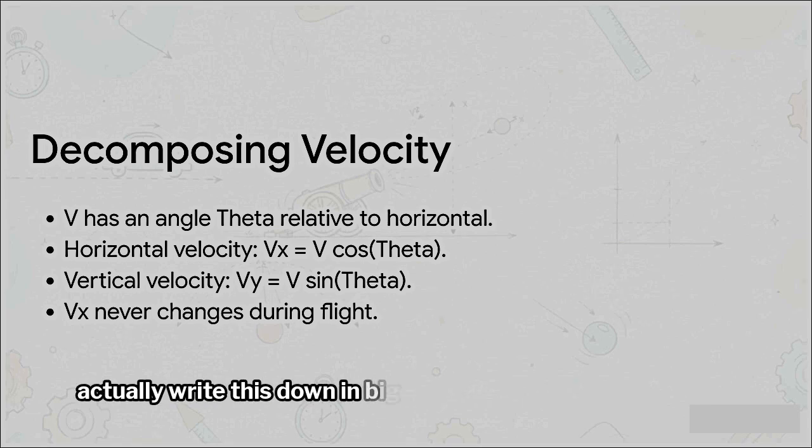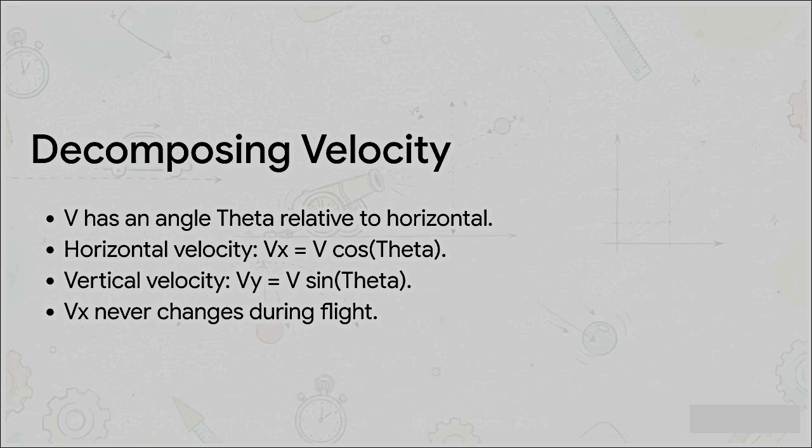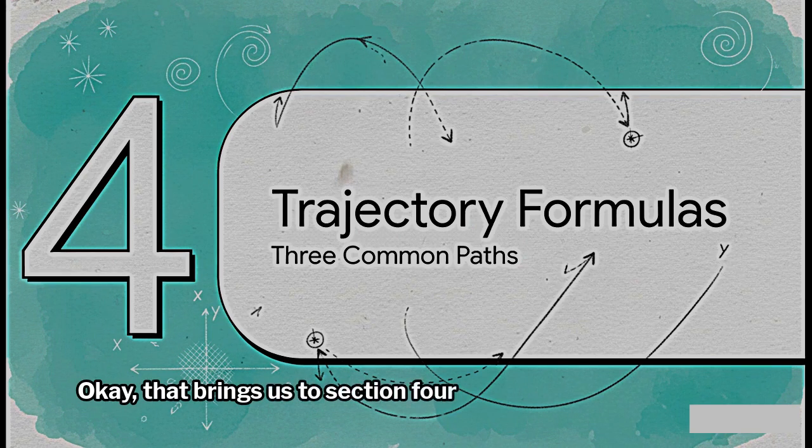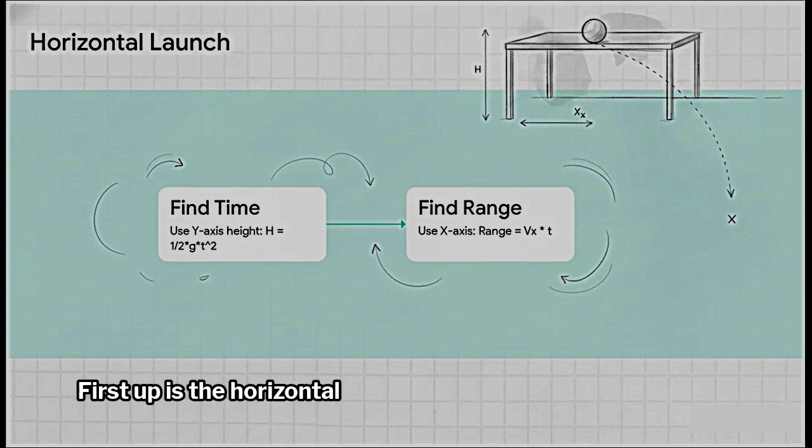Actually, write this down in big bold letters in your notes right now. Vx never, ever changes during the flight. Never. Okay, that brings us to section 4, trajectory types and formulas. First up is the horizontal cliff launch.